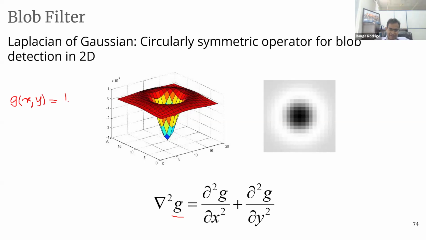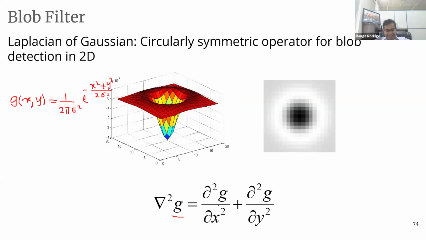1 over 2 pi sigma squared, I hope you can remember, e to the power of minus (x squared plus y squared) divided by 2 sigma squared. I hope you can remember that.